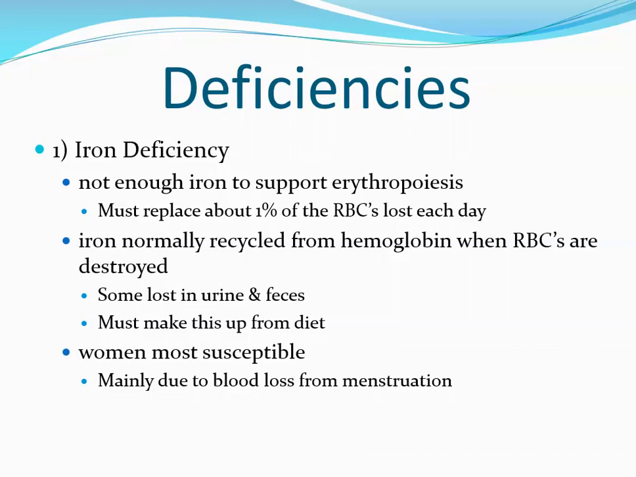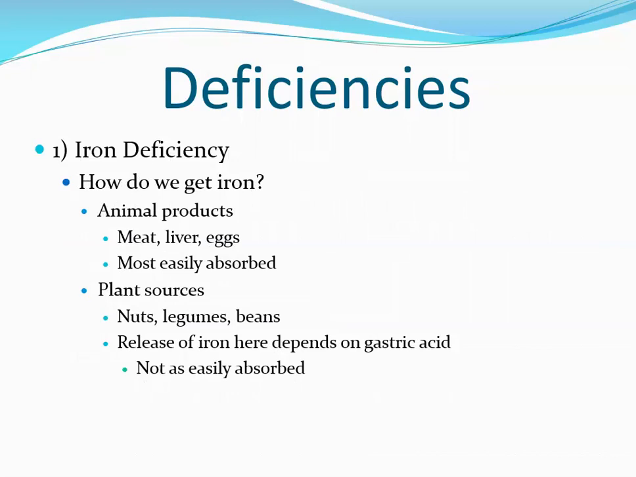Women are most susceptible to this form of anemia due to the blood loss associated with menstruation. Most women are in a state of marginal iron deficiency. How do we get our iron? Best source is from animal products, meat, liver, and eggs. Iron here is in heme, and this is more easily absorbed by our body and converted into the form we need. Many people don't eat meat, so yes, you can get iron from plant sources. Nuts, legumes, and beans are a good source.